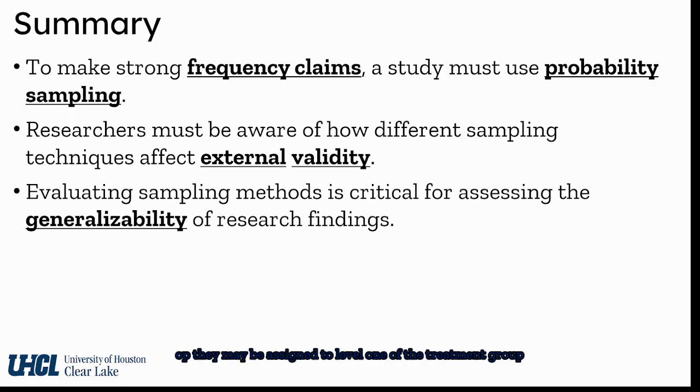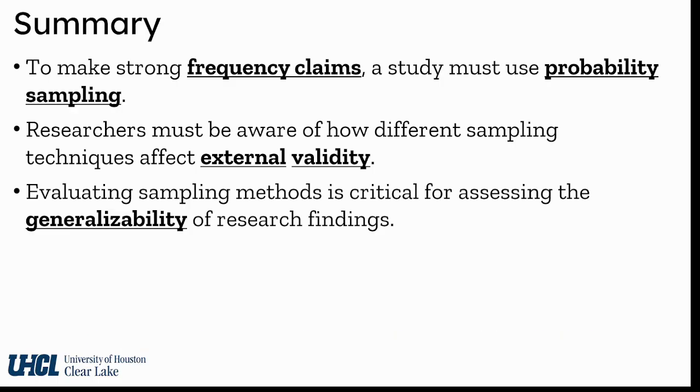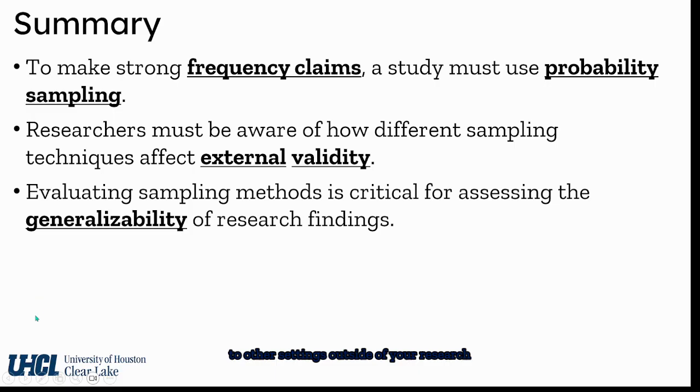So they're recruited and they may be assigned to the placebo group. They may be assigned to level 1 of the treatment group. They may be assigned to level 2 of the treatment group. That random sampling and random assignment help you meet the qualifications for having an experimental study. You need to be aware of how different sampling techniques affect that external validity, because using the correct sampling method is going to be critical to whether or not your research is going to be able to apply to other settings outside of your research project.